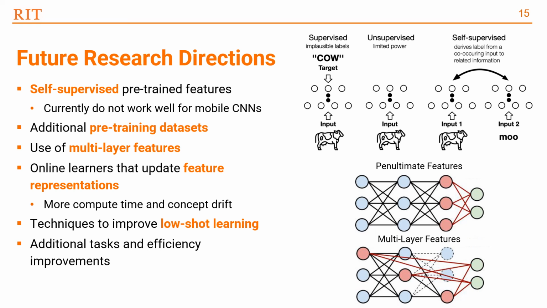Beyond this, we used features from the penultimate layer of the mobile CNNs. It could also be interesting to study the use of features from multiple layers of the network and how to best combine them. An alternative research direction can consist of using continual learning methods that update feature representations. The challenge with this approach is that updating features requires more compute time and could lead to concept drift. Finally, more techniques to improve low-shot learning could be explored in addition to studying additional tasks and efficiency improvements.